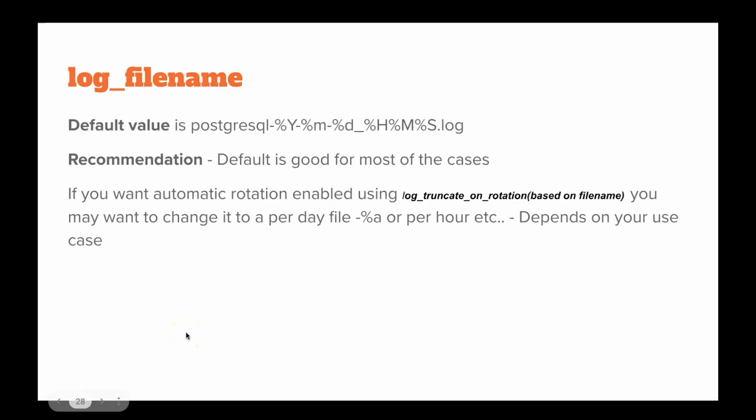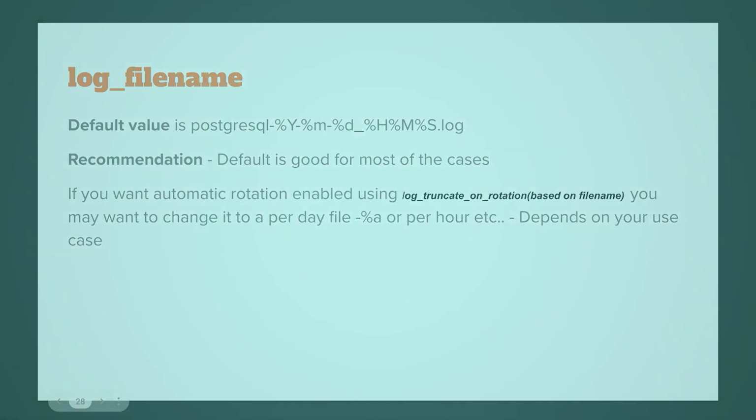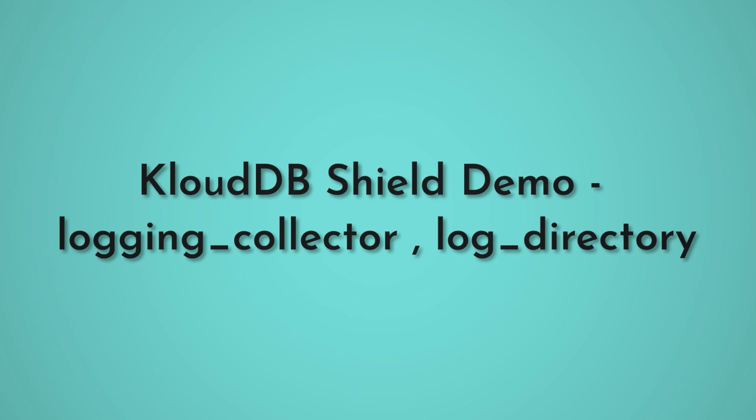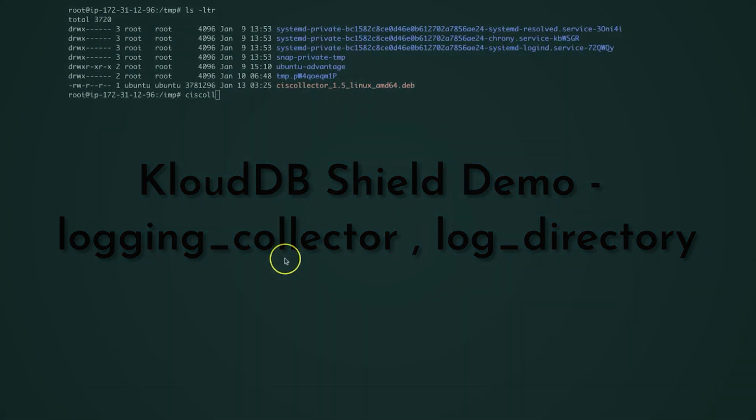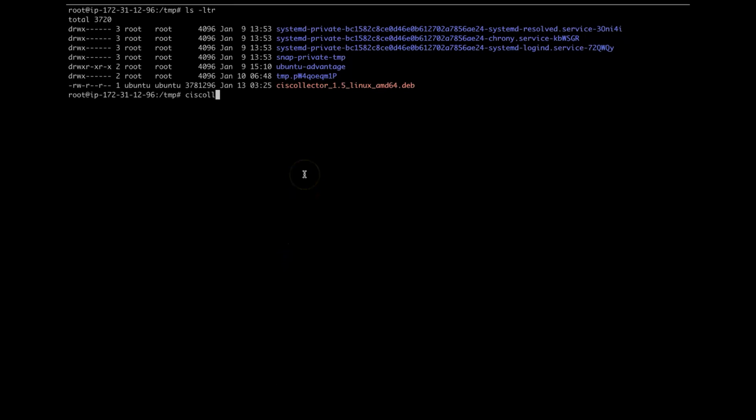So now we have dealt with three different parameters, and in the subsequent demo, we're going to see how we can use KloudDB Shield to properly configure these parameters. We have seen three different parameters that are important for Postgres security. Now we're going to leverage KloudDB Shield to check current values and possible remediation procedures.